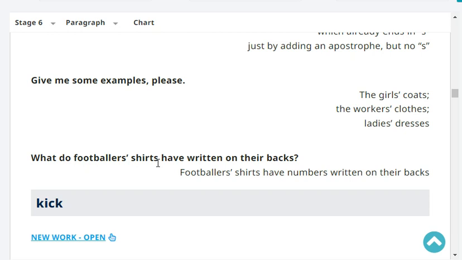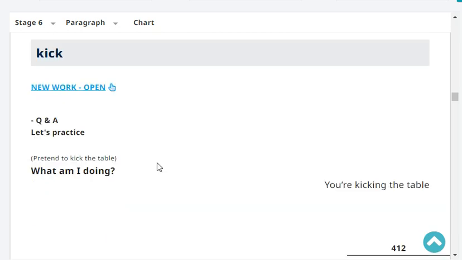What do footballer shirts have written on their backs? Footballer shirts have numbers written on their backs. Very good. What is he doing? He's kicking the football. Very good.